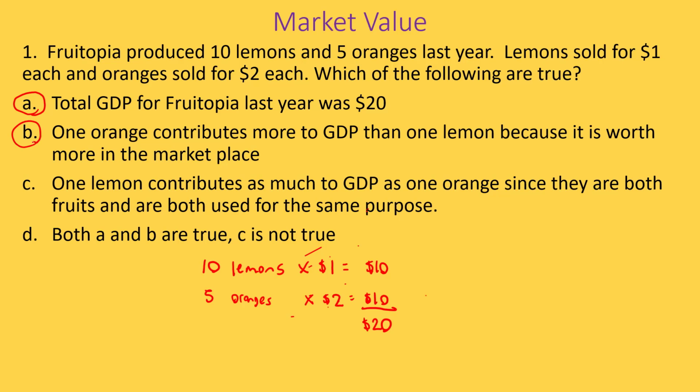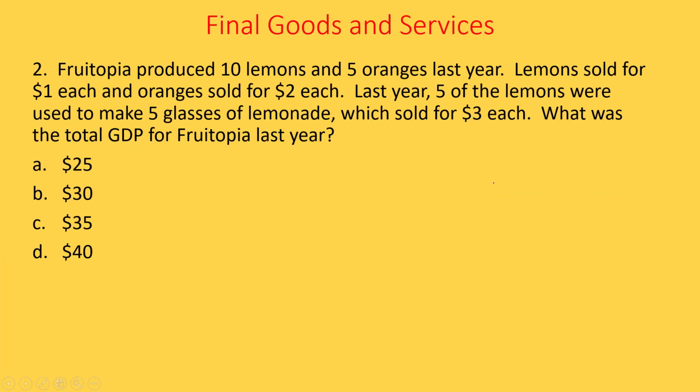Now C says that 1 lemon contributes as much to GDP as 1 orange since they are both fruits and are both used for the same purpose. Remember that is not true, as we just discussed in B. Oranges add more to GDP than lemons. So because A and B are true, D is the answer you are looking for. It says both A and B are true, but C is not true. So if you were to get this question on a quiz or exam, D is the correct answer, or the one that would yield you the points. So that's what we mean by market value, converting it into a dollar amount.